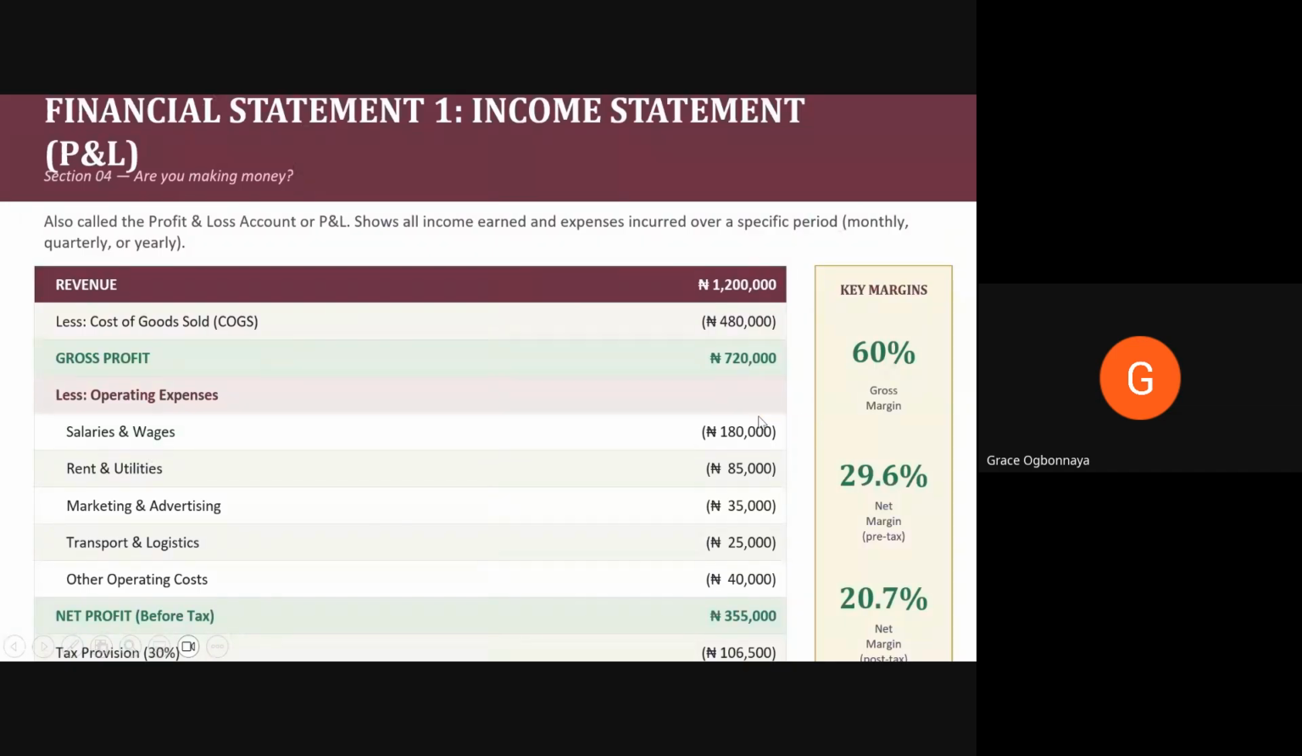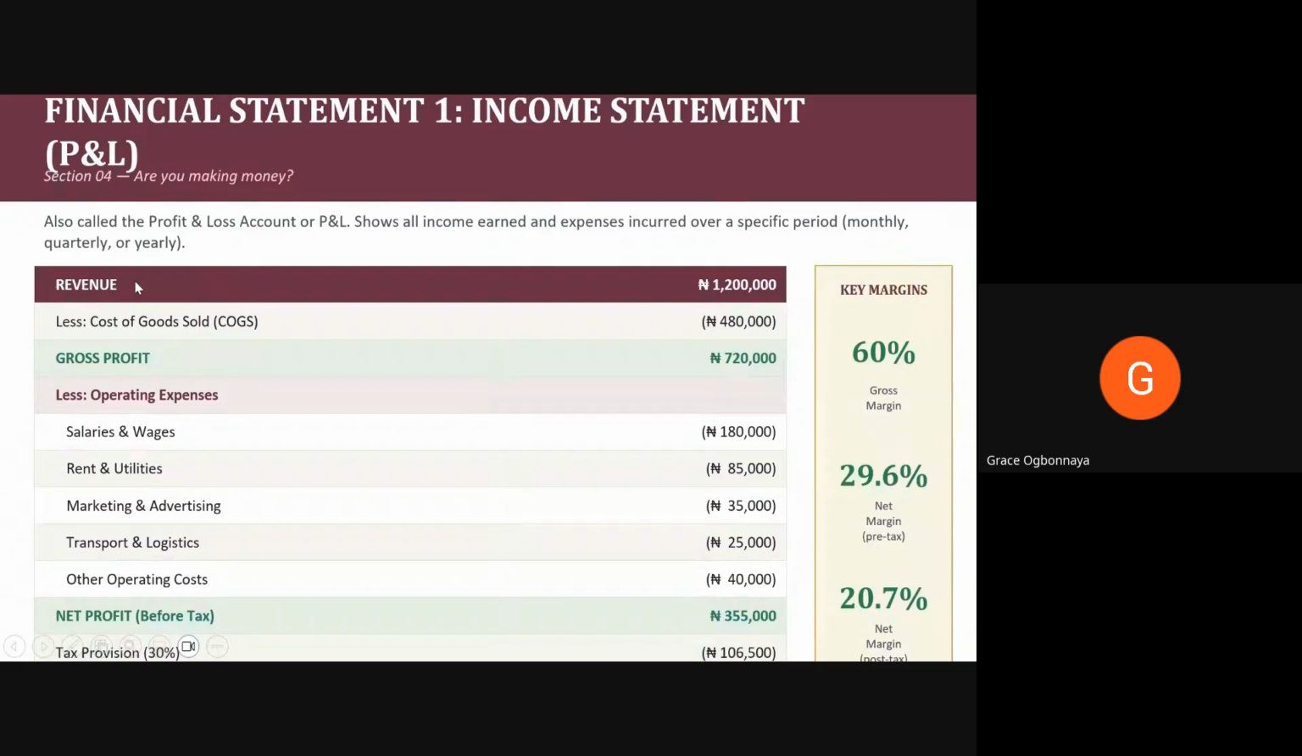So now, this is what a financial statement looks like. It's also called the profit and loss account, or P&L. It shows the income that you have earned and expenses that you have incurred over a period. It could be monthly, quarterly, or yearly. And as I said, these are profits that even if they've not paid you, they will show here.